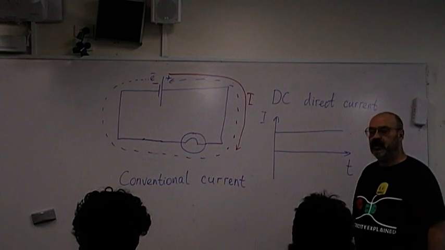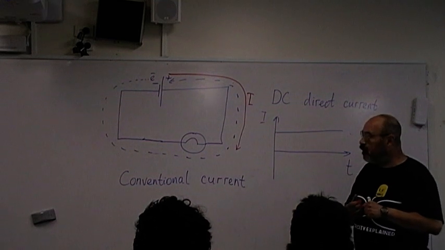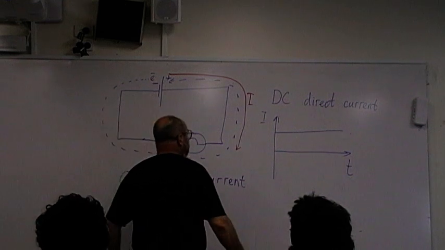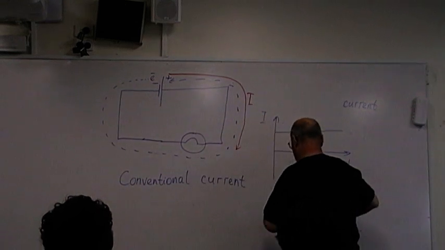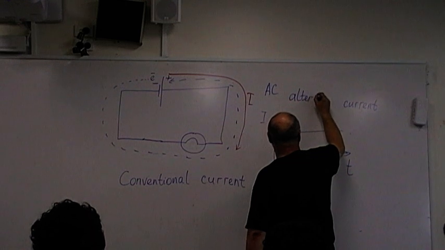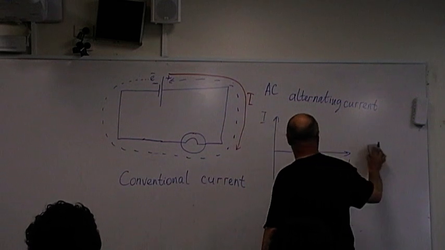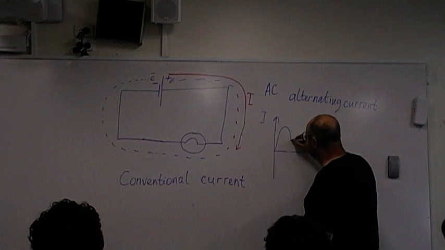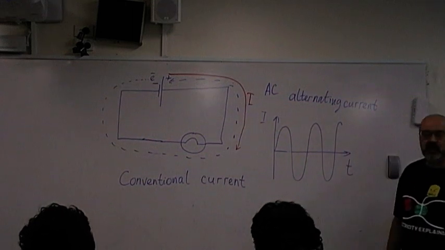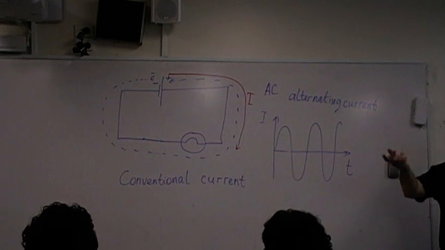But the current that comes in from the power point, where you connect the device, is not direct current. That current is called AC current. AC, alternating. That means it changes its direction all the time. So the current that comes in from the power point looks like this. It changes direction all the time. It's flowing one direction, then opposite. Forward, backward, forward, backward, forward, backward.